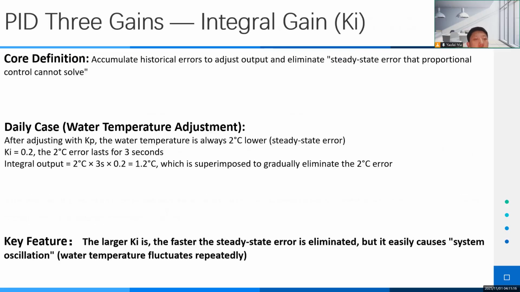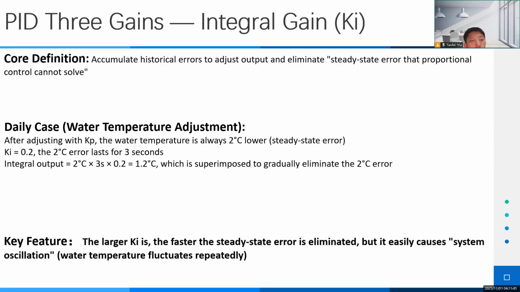Next is KI. The integral gain. Its job is to fix the steady state error that KP alone can't solve. Steady state error is when the process value stops just short of the set point, even after KP adjusts.